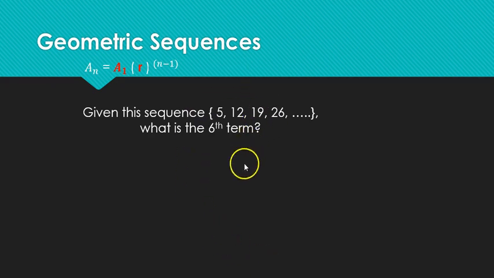Alright, so given this sequence, what is the 6th term? Oh, we've already done this one. Excuse me.